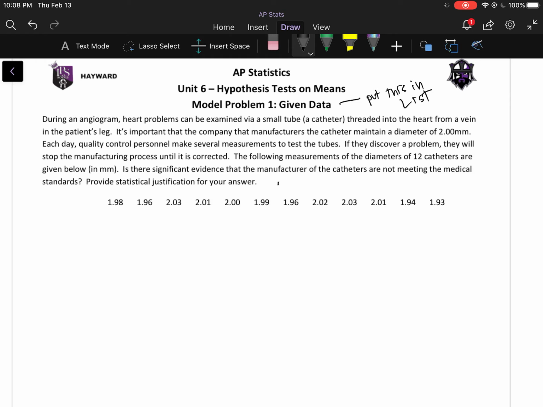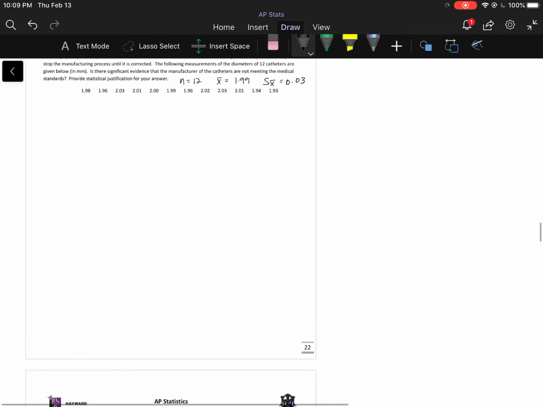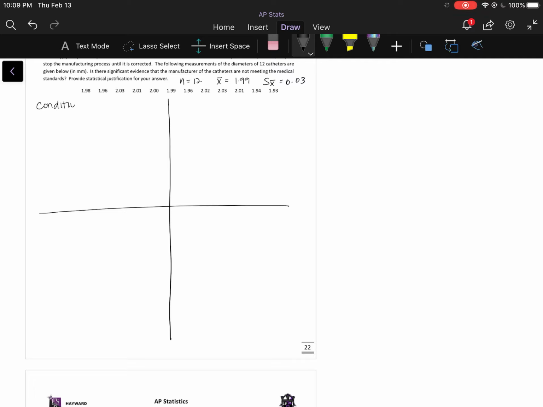So I know here that n equals 12. And after putting this into my calculator, I know that x bar is equal to 1.99 and sigma x, the standard deviation of the sample, is equal to 0.03. Then I'm going to divide my paper into 4. So I'm going to draw 4 boxes. We have our conditions, our parameters, our math, and then our conclusion. And I'm going to zoom in on each of these boxes so that y'all can easily see.